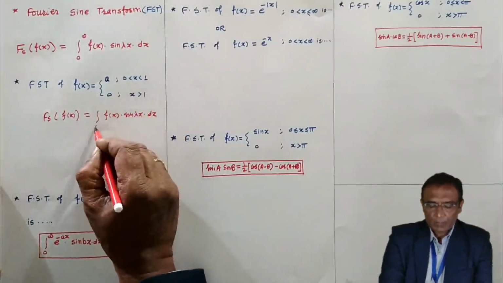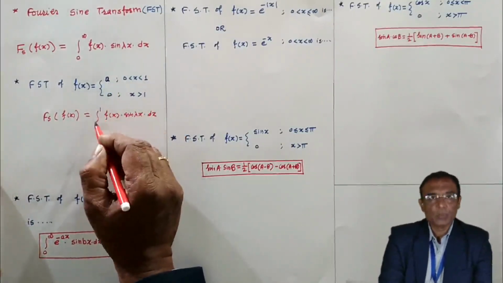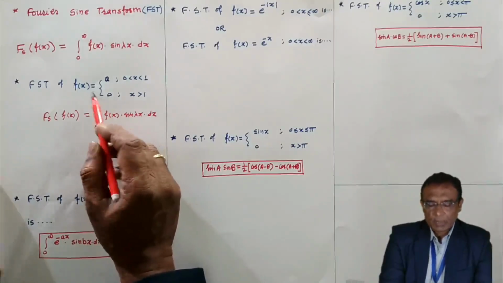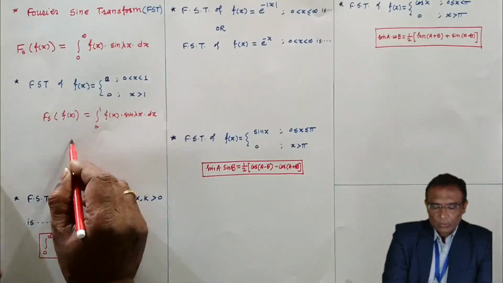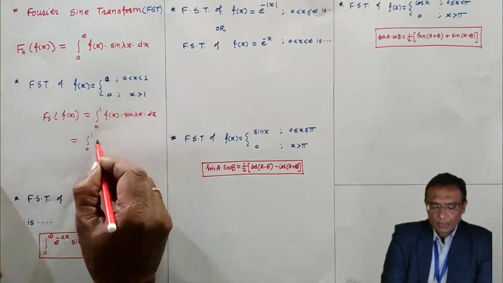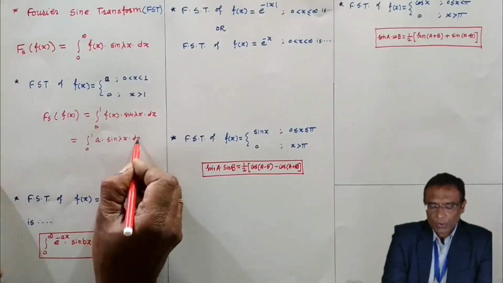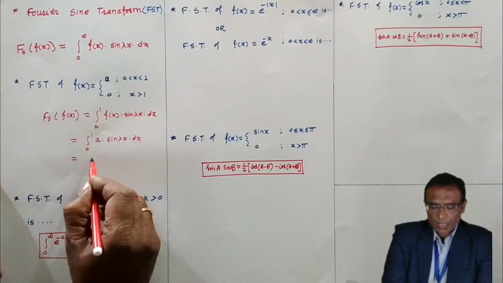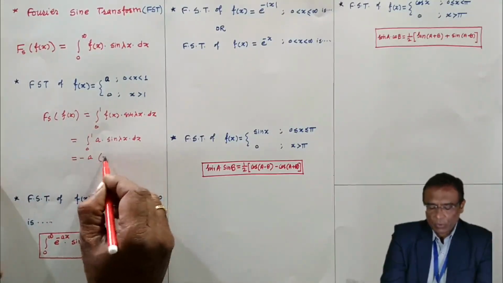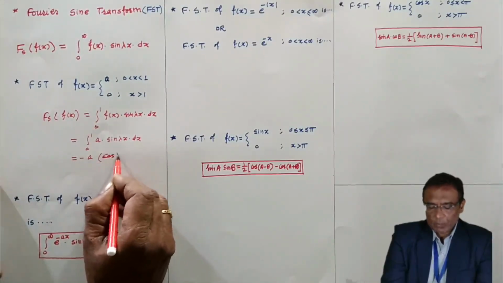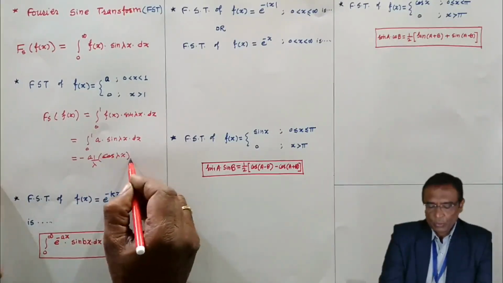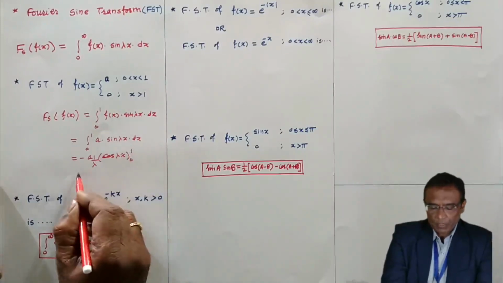Therefore I am writing 0 to 1 here instead of 0 to infinity, because for other intervals f(x) is 0. Now from 0 to 1, f(x) is a. Now take the integration of sine. a is outside. The integral of sine is minus cos lambda x by lambda. Lambda is also outside. Lower limit is 0, upper limit is 1.